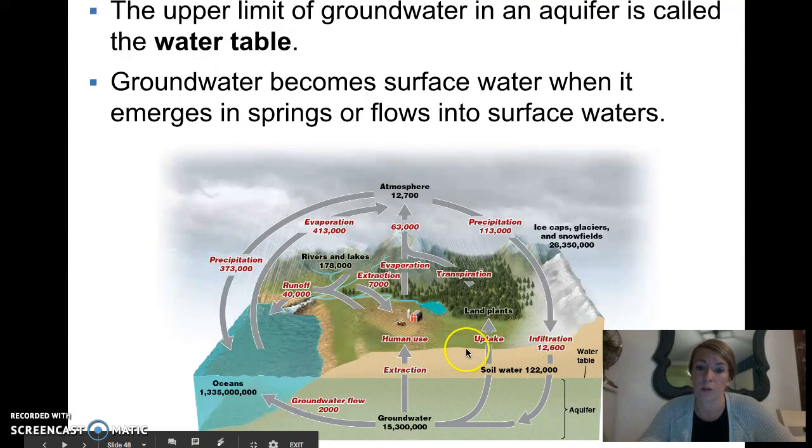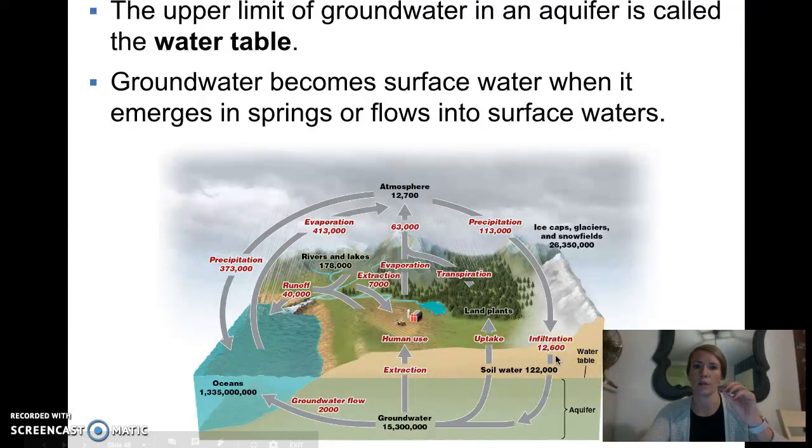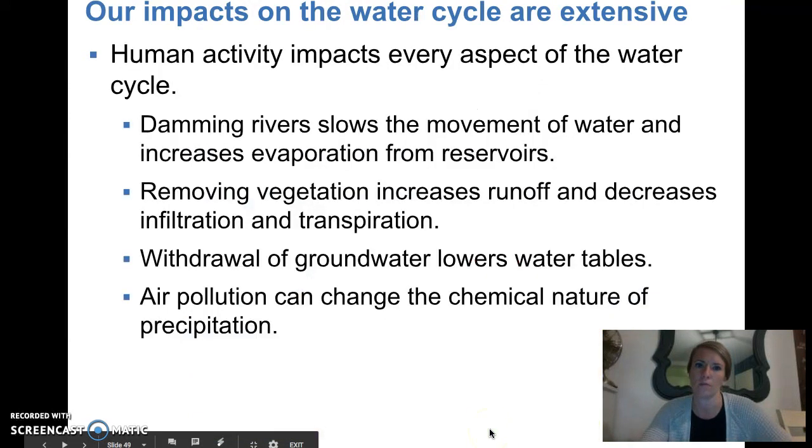So the upper limit of groundwater is called the water table, and this is where we see surface water. So this is where we have lakes or springs or things like that. So when it's in the water table, this higher level of the ground, that's when groundwater is up towards the top and we can see it. The rest of it is stored in the aquifer below.